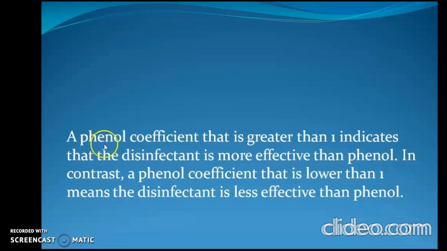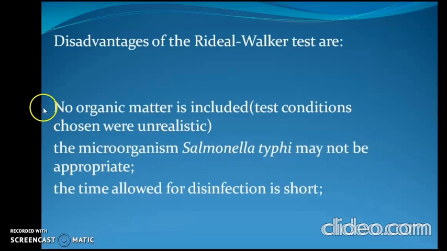Now we already know that a phenol coefficient greater than 1 indicates that the disinfectant is more effective than phenol, and a phenol coefficient lower than 1 means that the disinfectant is less effective than phenol. But there are still some disadvantages of the Riddle-Walker test method. Here no organic matter is included, and the test conditions chosen were very unrealistic. In realistic conditions, there will be the presence of organic matter, Salmonella typhi may not be the appropriate organism to be used, and the time allowed for disinfection is very short.